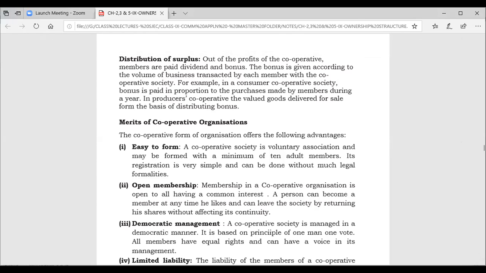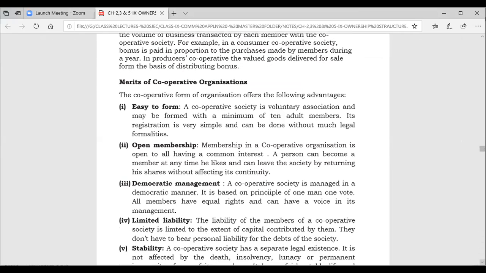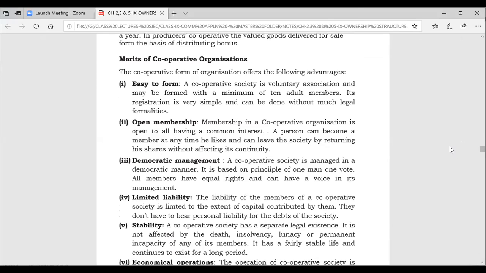Now, let's discuss what are the advantages of this type of organization. We have seen the advantages of sole proprietorship and partnership, and let's discuss the merits of cooperative organization. First one is easy to form. As I mentioned earlier, this type of society is very easy to form. It's a voluntary organization. Minimum 10 adult members come together, make a registration properly under the Cooperative Societies Act and start working. Open membership. Anyone can join, and anyone can leave as well.